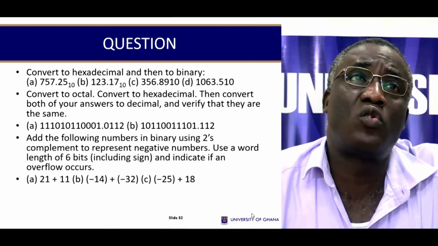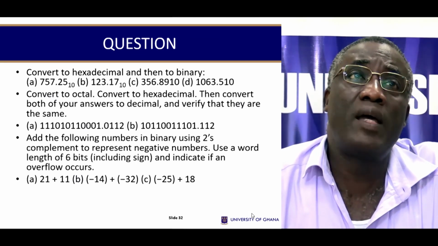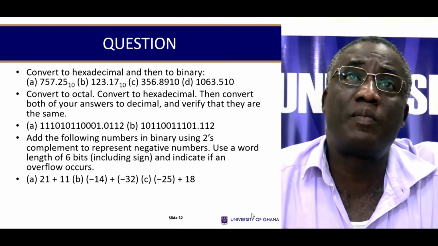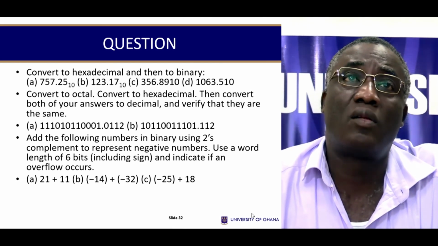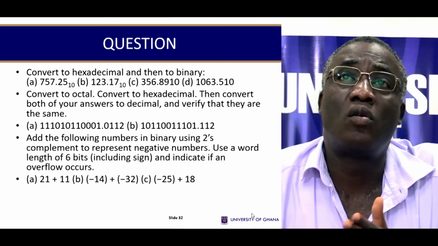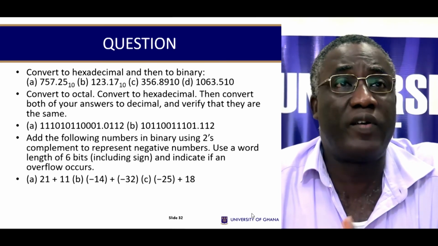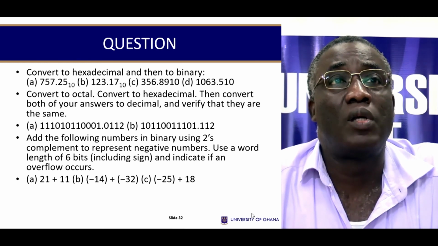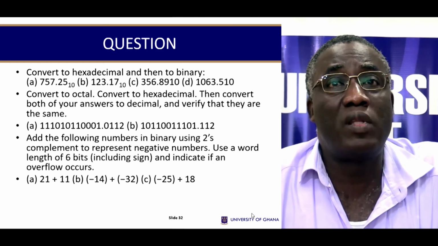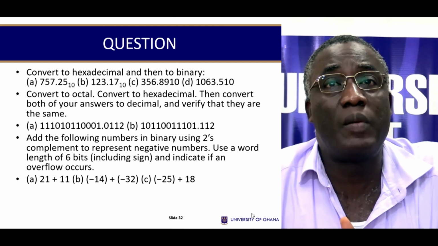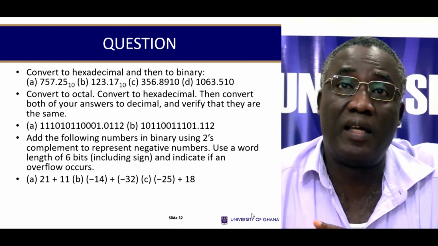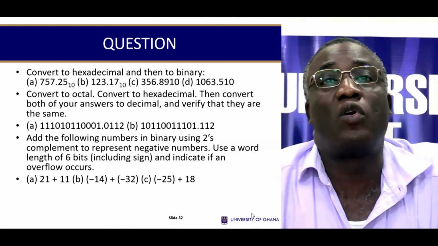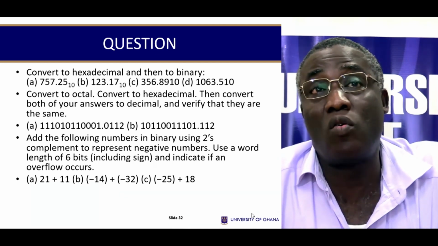So a few questions for you to consider. Try to convert to hexadecimal and then to binary the numbers shown. And then convert to octal, convert to hexadecimal, then convert both of your answers to decimal and verify that they are the same. Then also you can do the following sums, adding the following numbers using 2's complement to represent negative numbers. Use a word length of 6 bits, including the sign, and indicate if an overflow occurs. So the thing is to understand what an overflow is.